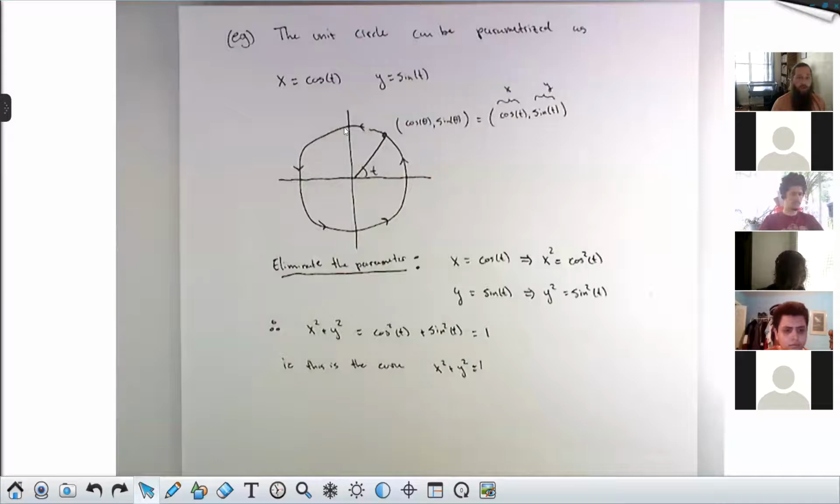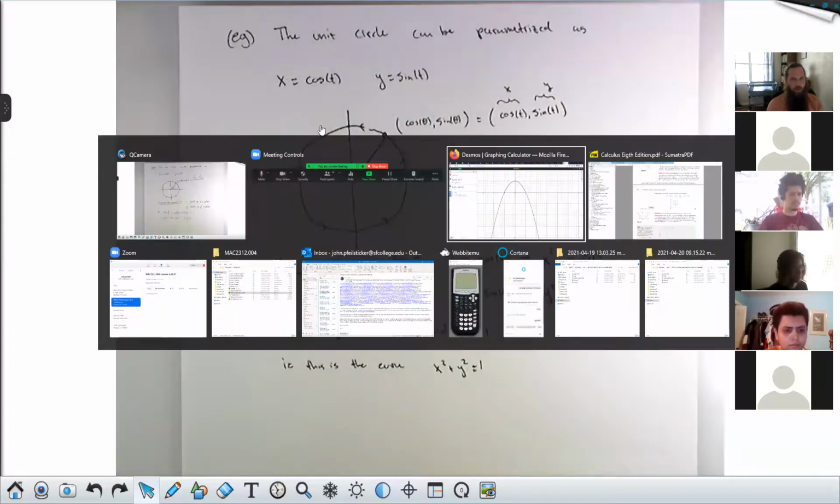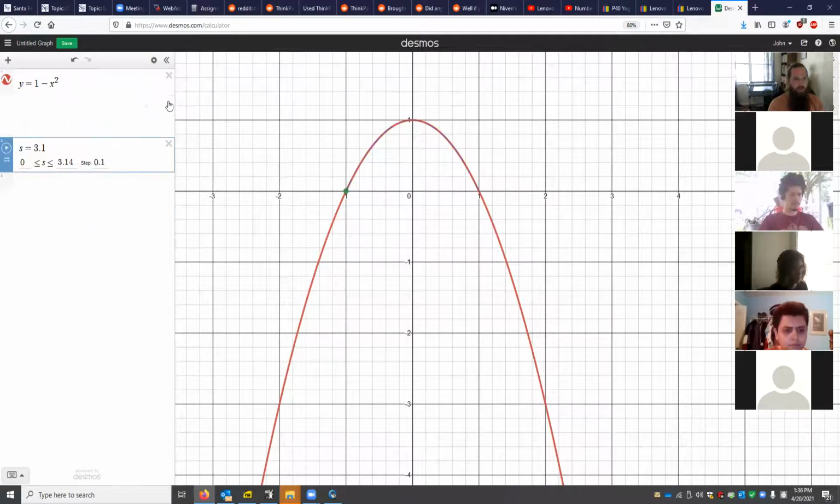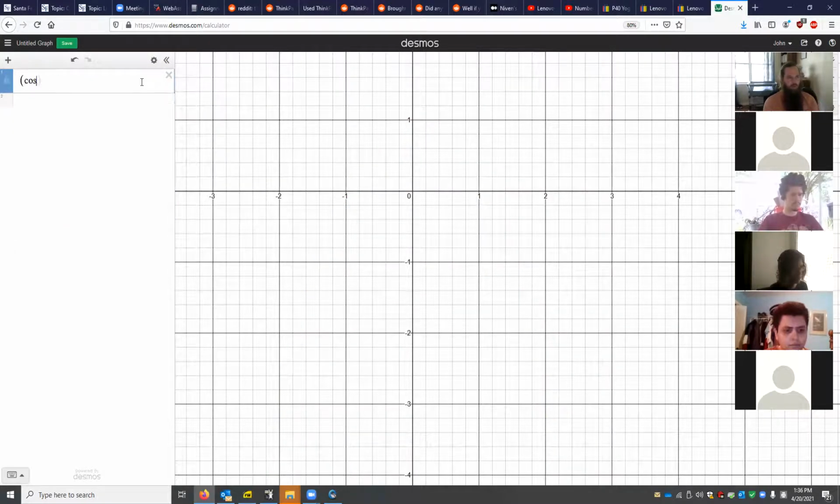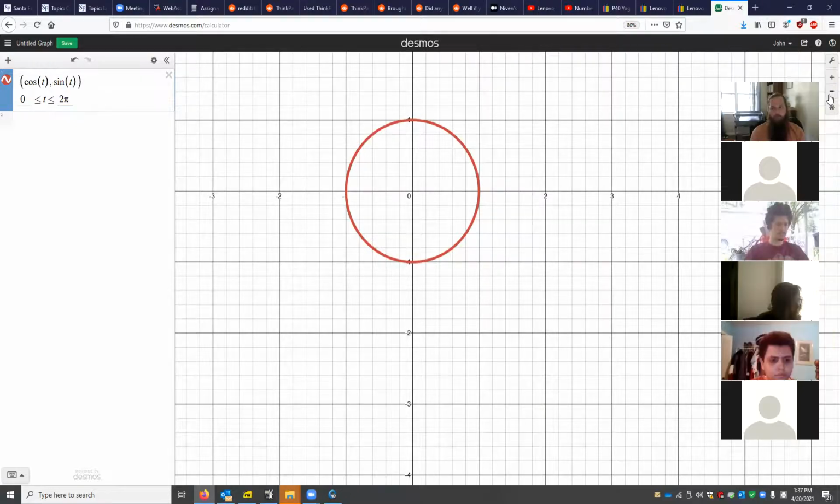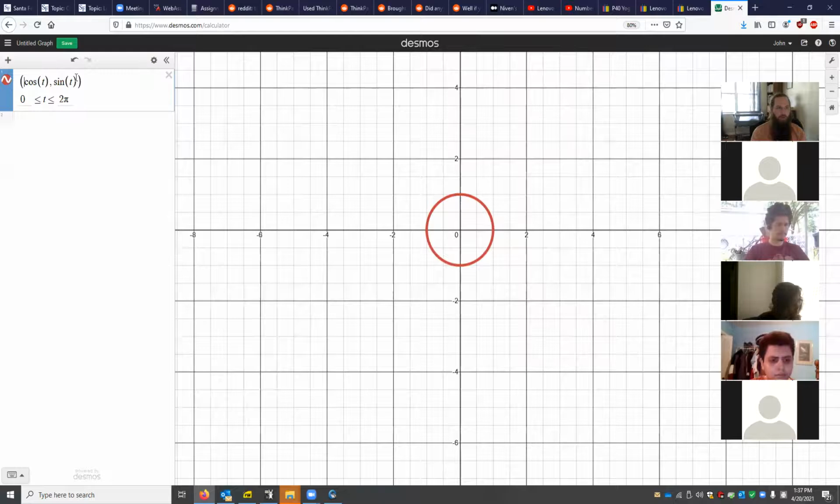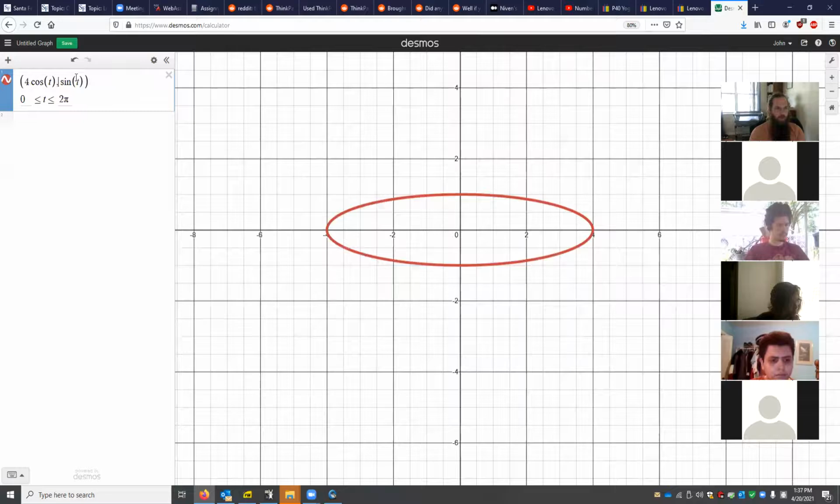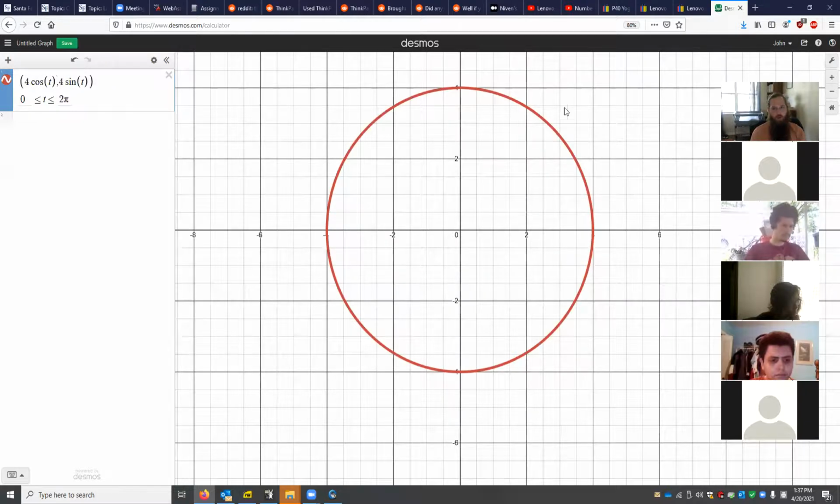Okay. You'd be surprised how easy it is to generalize this into ellipses, which are fairly complicated in Cartesian equations, right? Regular XY equations. Very simple in parametric coordinates. So I'll show you just a few quick examples here in Desmos. And we'll go 0 to 2 pi. So this is what we just looked at, the unit circle. If I multiply both of these by 4, I get the circle of radius 4, centered at the origin.